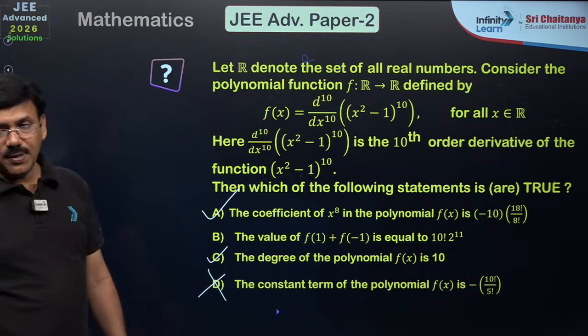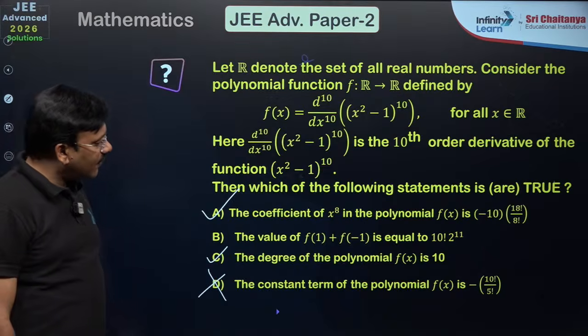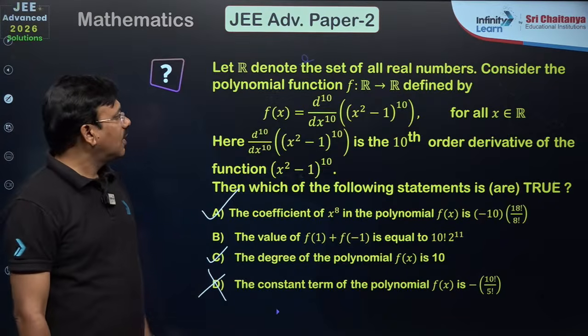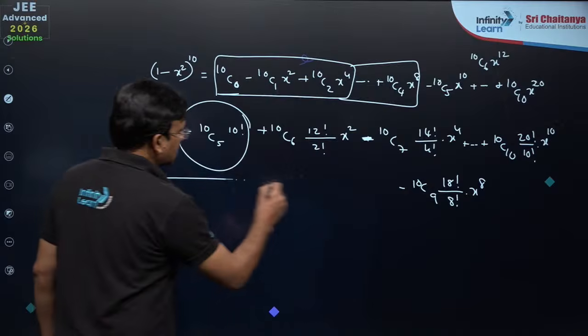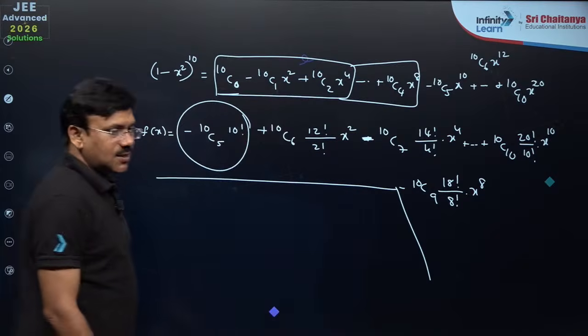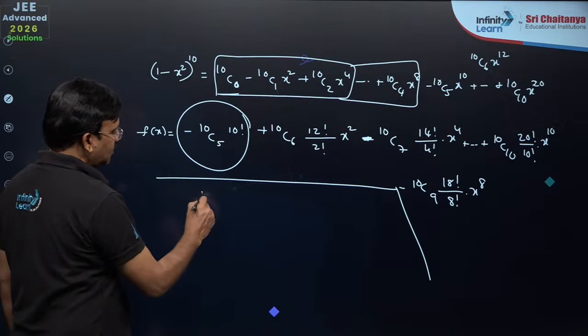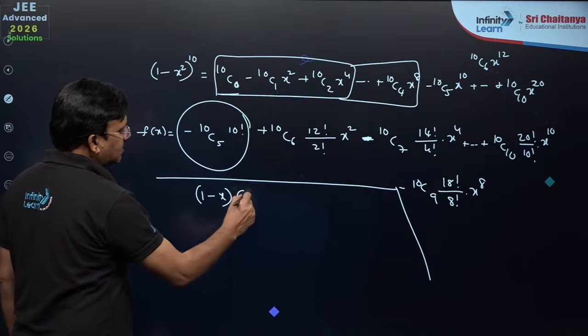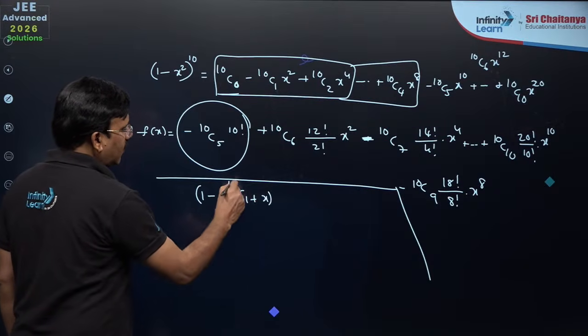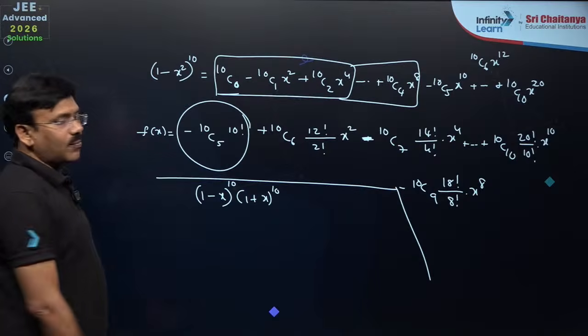Now we are left with b. So the value of f of 1 plus f of minus 1 is equal to... To answer this question, f of x is this. You see the given function, you can write (1 minus x) into (1 plus x) whole power 10, whole power 10.